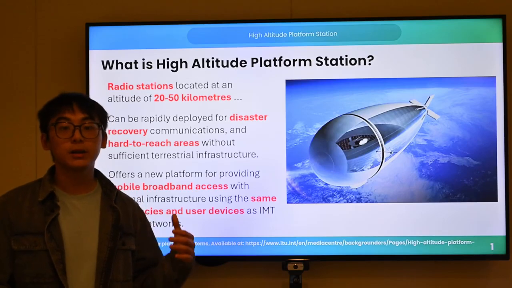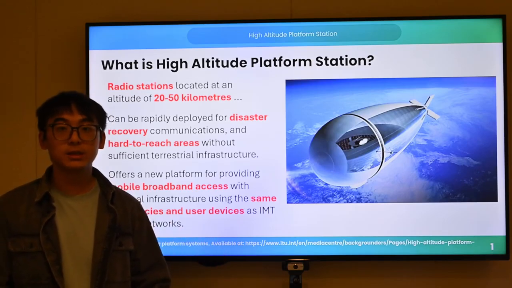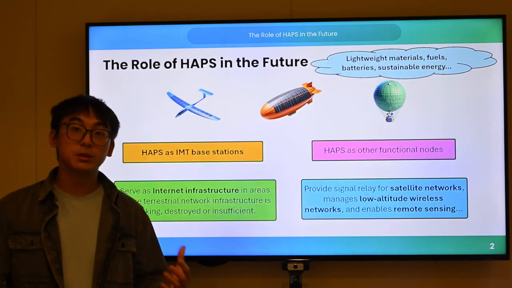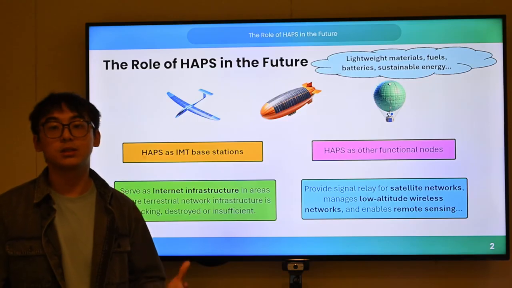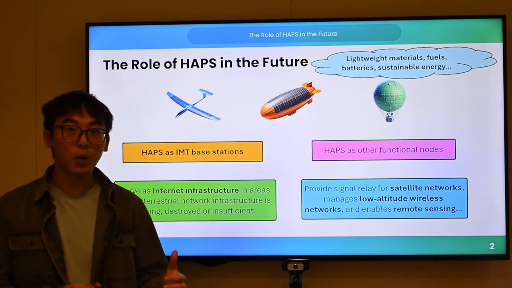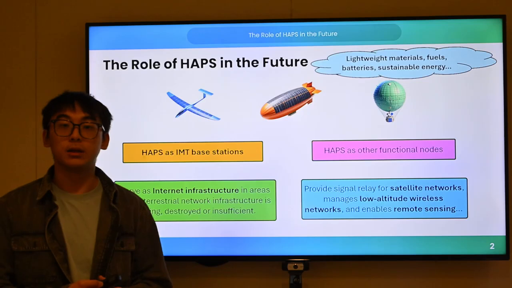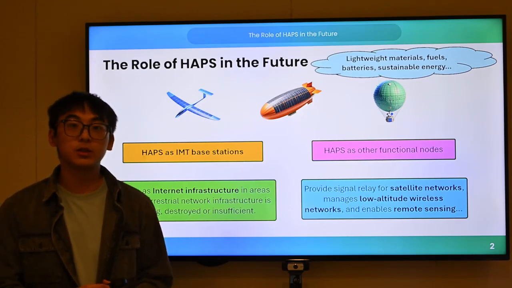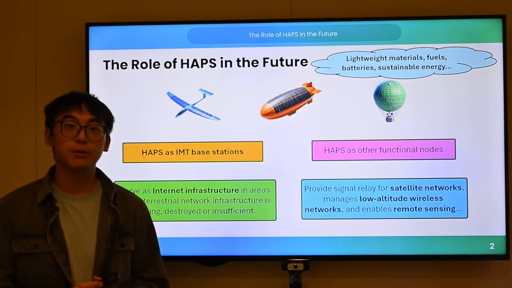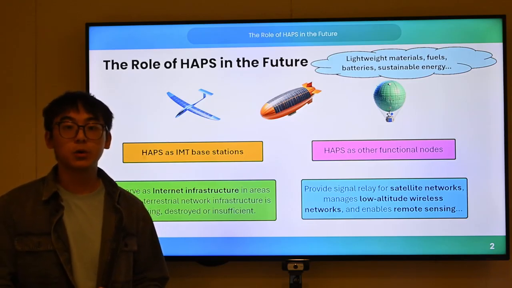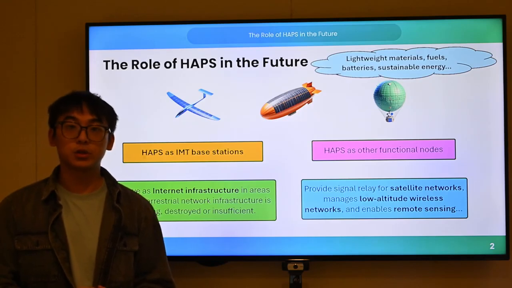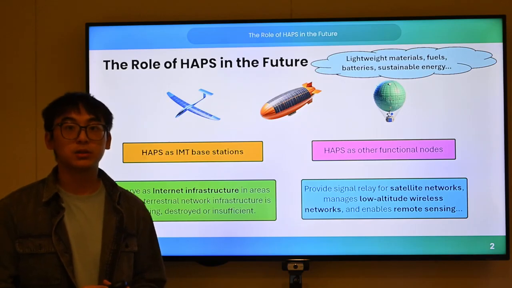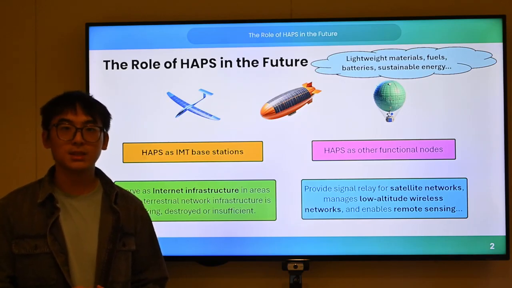They can provide a mobile broadband service with the same frequency and use devices as usual. With the development of lightweight materials, batteries and sustainable energy, HAPS are becoming more and more important and reliable in the future. Firstly, HAPS can work as IMT base stations to provide internet service directly to users everywhere. Second, HAPS can also be function nodes of the messaging system, like providing signal relay to satellites, managing the low-altitude wireless networks, and providing remote sensing.